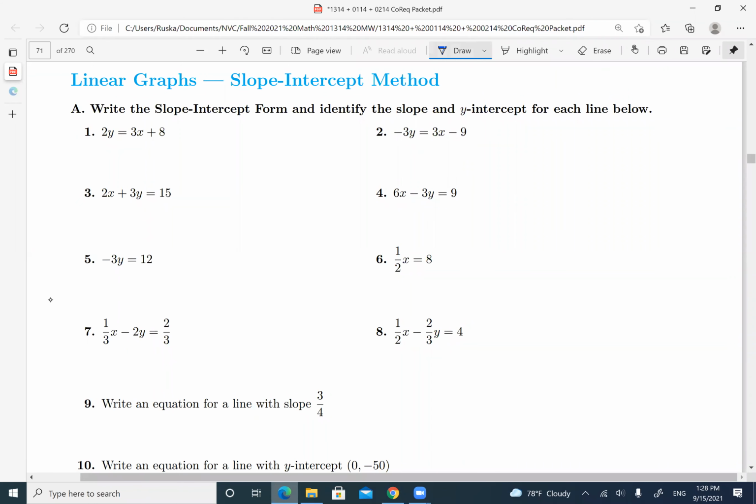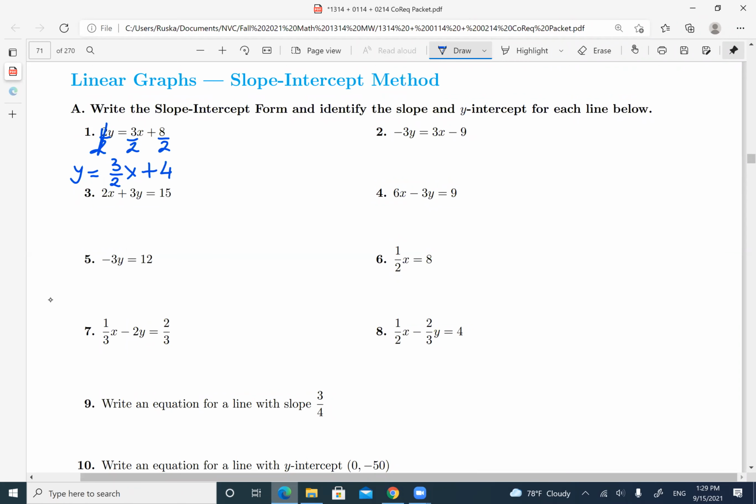So let's start with number 1. If I want to get y by itself, I have to divide each term by 2, right? So the slope-intercept form is going to be y equals 3 over 2x plus 4. Let me write it actually first. 3 over 2x plus 4.